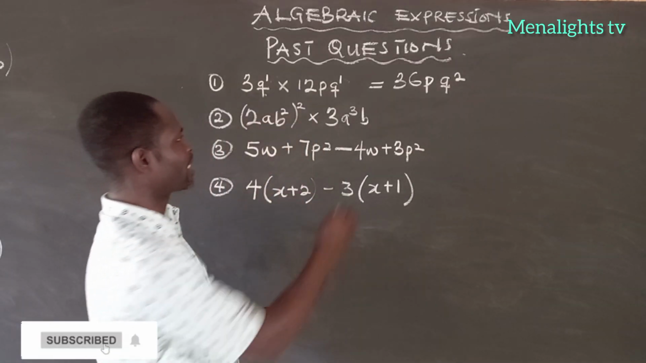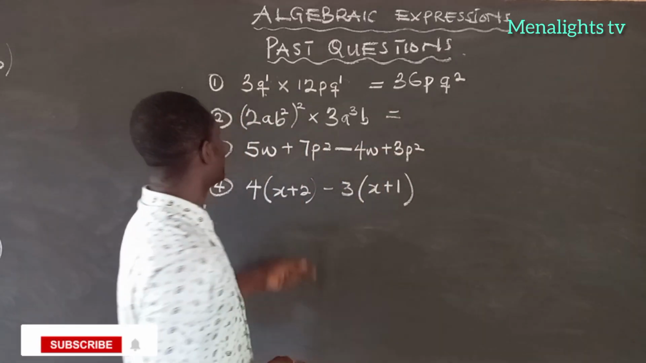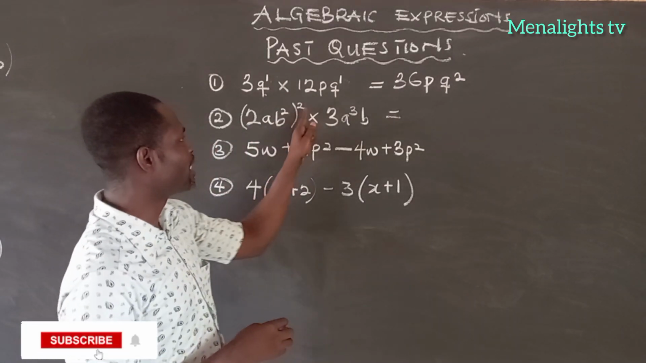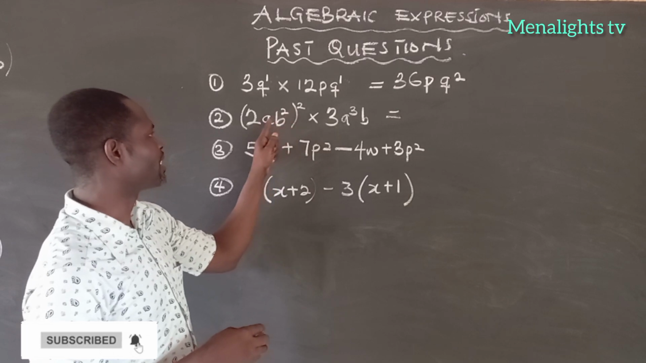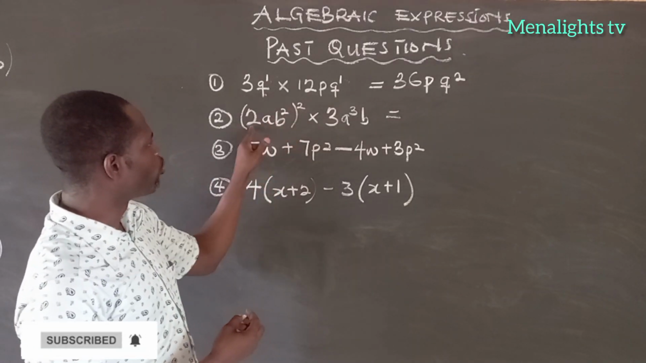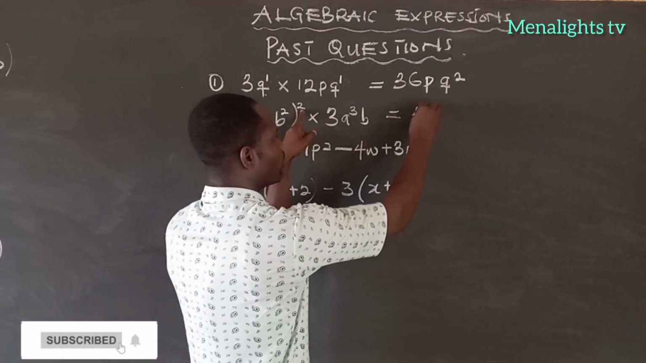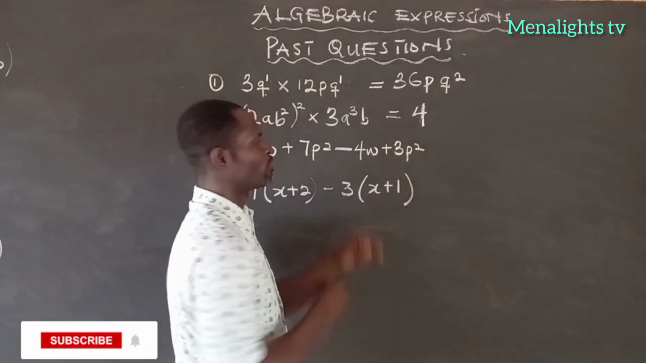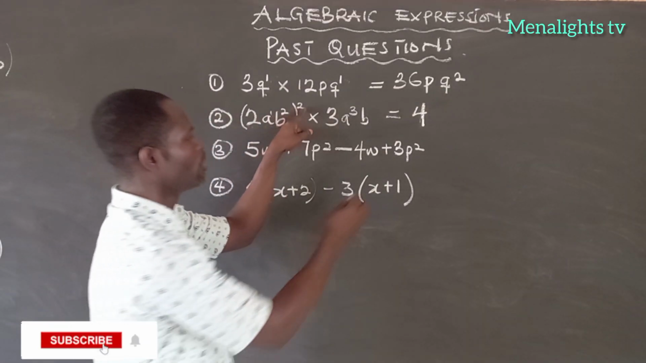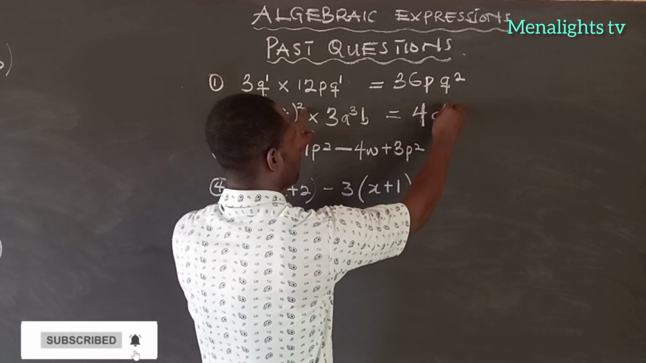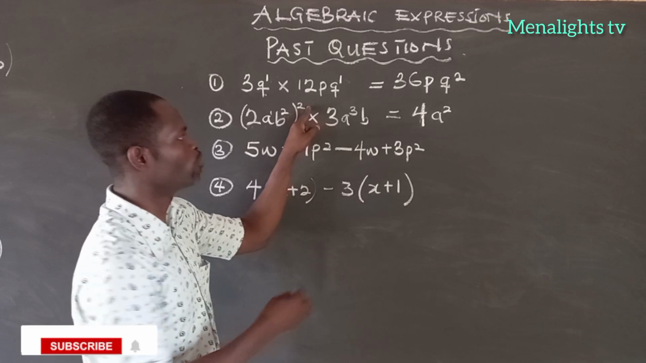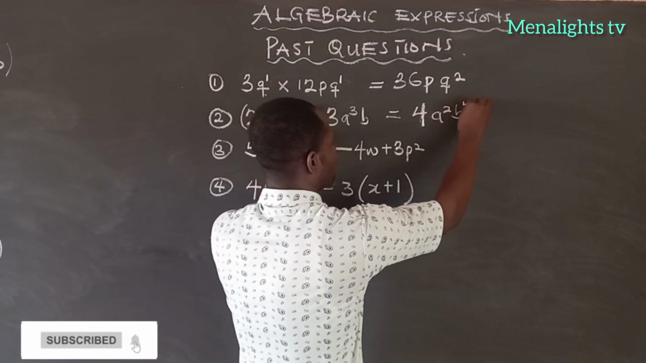Now let's come to the second one. We have 2ab squared into bracket all squared. So this means this squared is affecting the b, it's affecting the a, and it's affecting the 2 as well. So here 2 squared will give us 4, which is 2 times 2. Then we have a exponent 1. So the 1 times 2 will give us a squared. Then the b is b exponent 2. So 2 times 2 will give us b exponent 4.